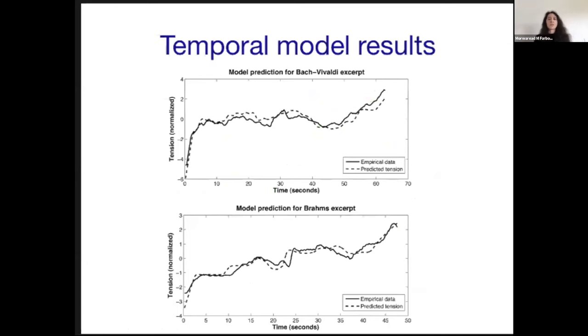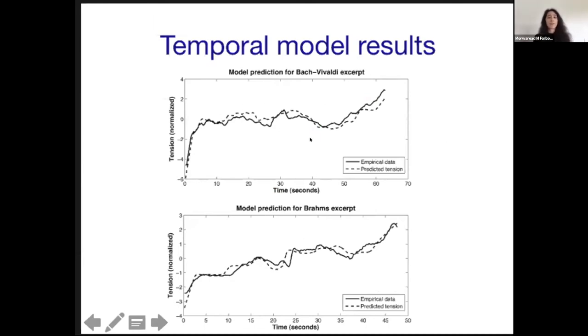Okay, so these are the results of the temporal model on 2 classical music excerpts approximately a minute long, including the one that I showed in an earlier slide with the regression model results. That's the bottom one here. As you can see, the predictions, the dotted lines, really match the actual tension responses quite well. So the actual tension response is a solid line.